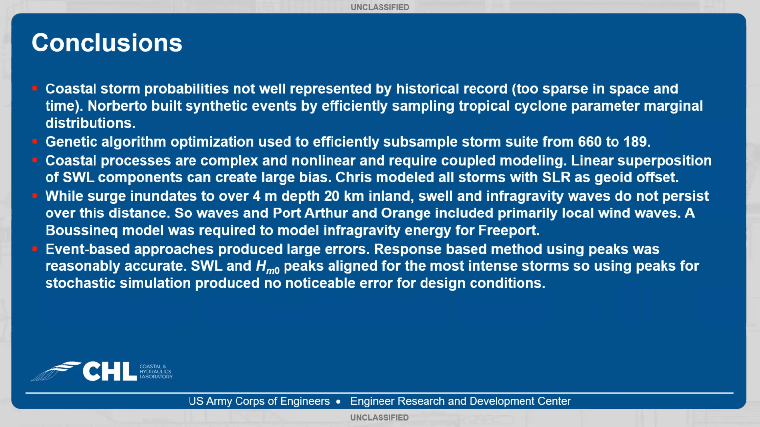The coupled system is expensive to run, and so we reduced the storm suite using a genetic algorithm optimization system that matched the hazard curves. We ended up with 189 storms, but in some cases we needed to run some more simulations for some purpose or another. And if you're looking at a specific location, you can use the genetic algorithm to reduce your storm suite down to a range of 25 to 30 storms and get a very good estimate. Coastal processes are complex and nonlinear, and require a coupled modeling system.